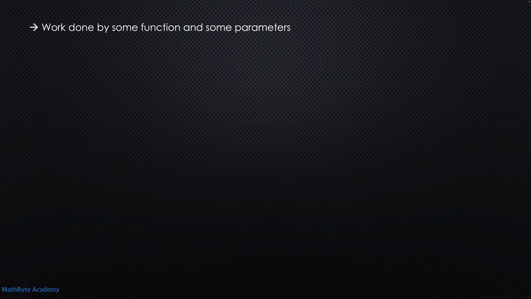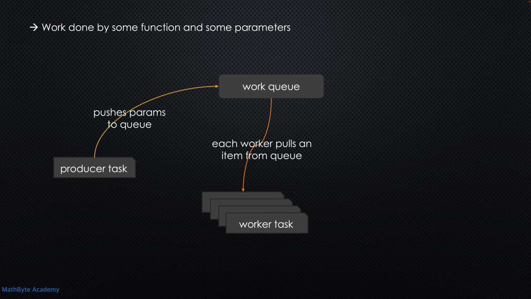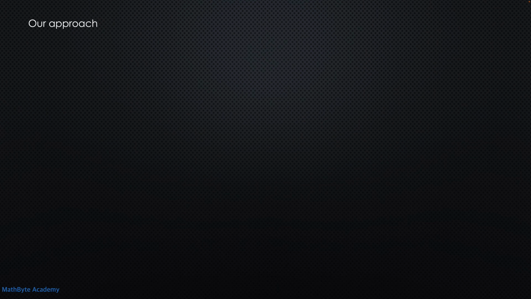So the work here is done by some function, the same function, and just a different set of parameters each time. So we're going to have a producer task, we're going to have a work queue, and we're going to have worker tasks. The producer task is going to push items to the work queue, and each worker task is going to pull an item from the queue, do the work, push the result somewhere else, and then come back and look for the next item on the work queue. So here's how we're going to actually implement this.